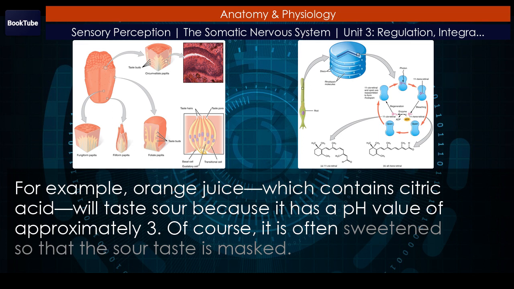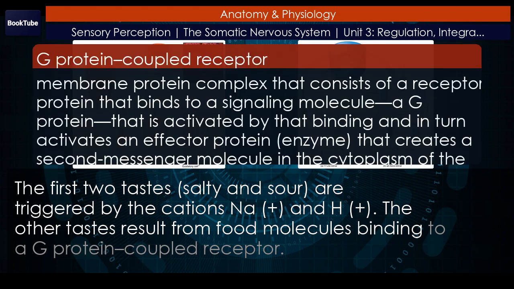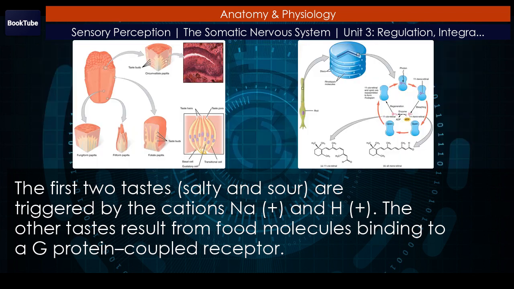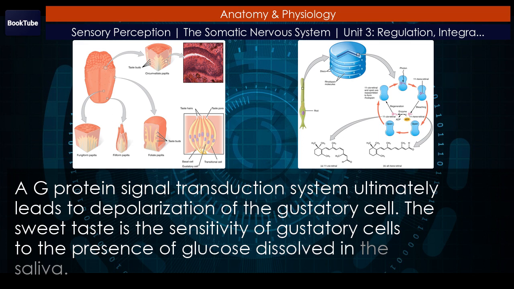Of course, it is often sweetened so that the sour taste is masked. The first 2 tastes, salty and sour, are triggered by the cations Na+ and H+. The other tastes result from food molecules binding to a G-protein coupled receptor. A G-protein signal transduction system ultimately leads to depolarization of the gustatory cell. The sweet taste is the sensitivity of gustatory cells to the presence of glucose dissolved in the saliva.